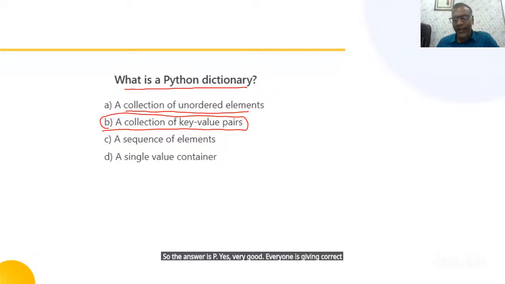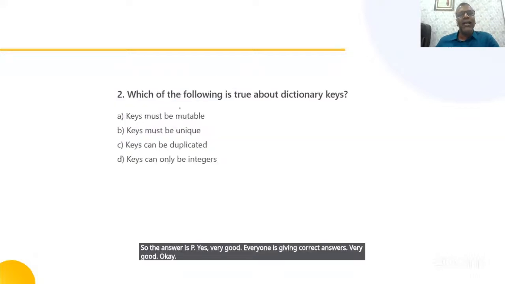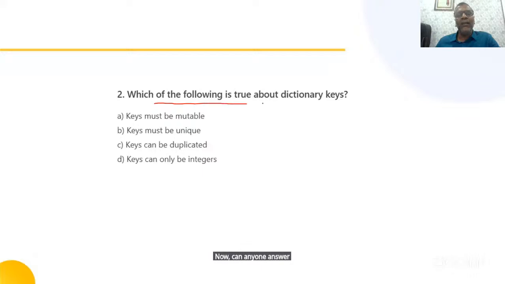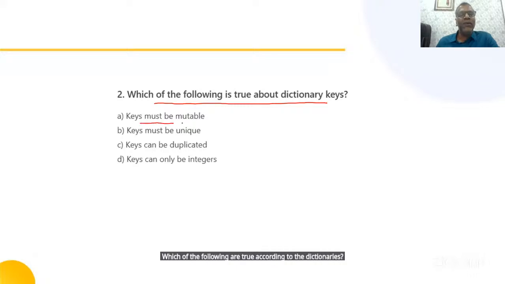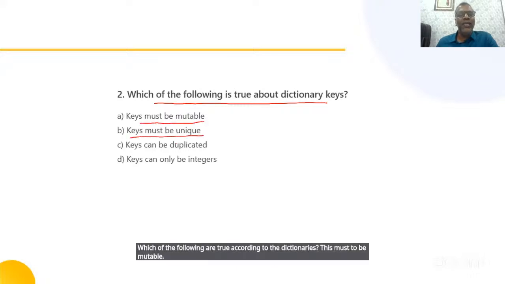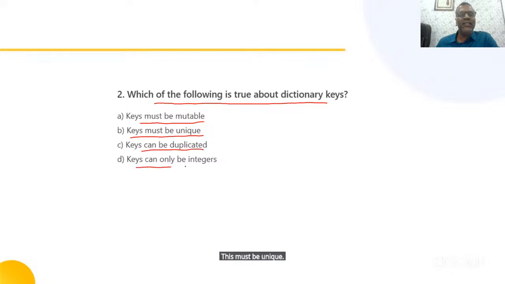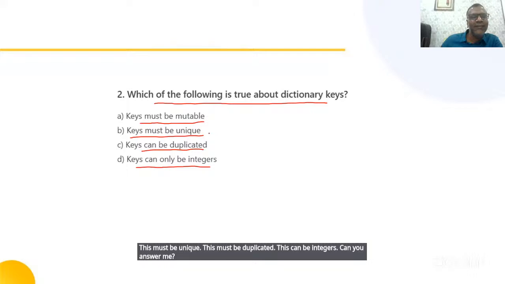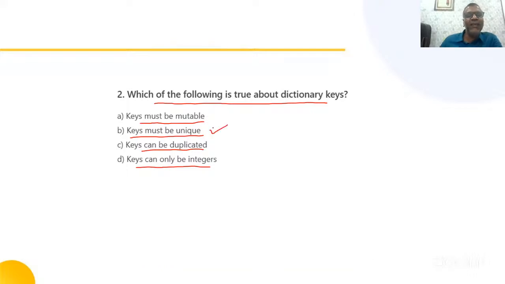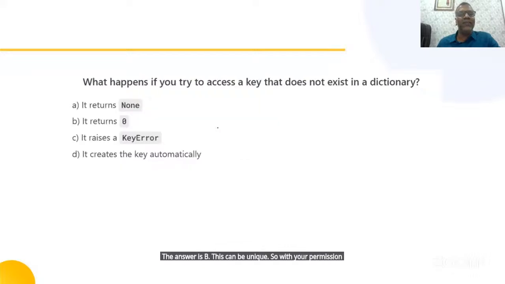Very good. Okay. Now, which of the following are true according to dictionaries? This must be mutable. This must be unique. This must be duplicated. This can be integers. Can you answer me? Yeah, the answer is B. This can be unique. So with your permission, I will go on with the session, please.